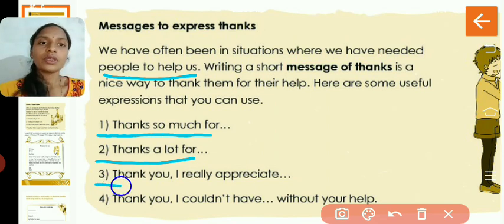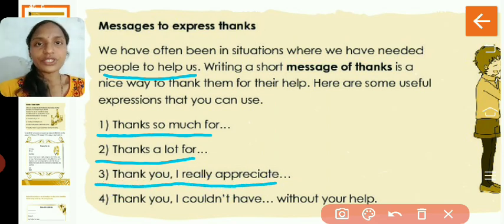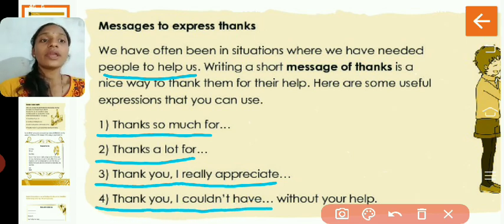Third, thank you, I really appreciate. Thank you, I really appreciate that you have helped me a lot in the situation. And the last one is, thank you, I couldn't have dash without your help. Whatever work, I couldn't have completed this work, I couldn't have done my work without your help. So these are the ways to express thanks.